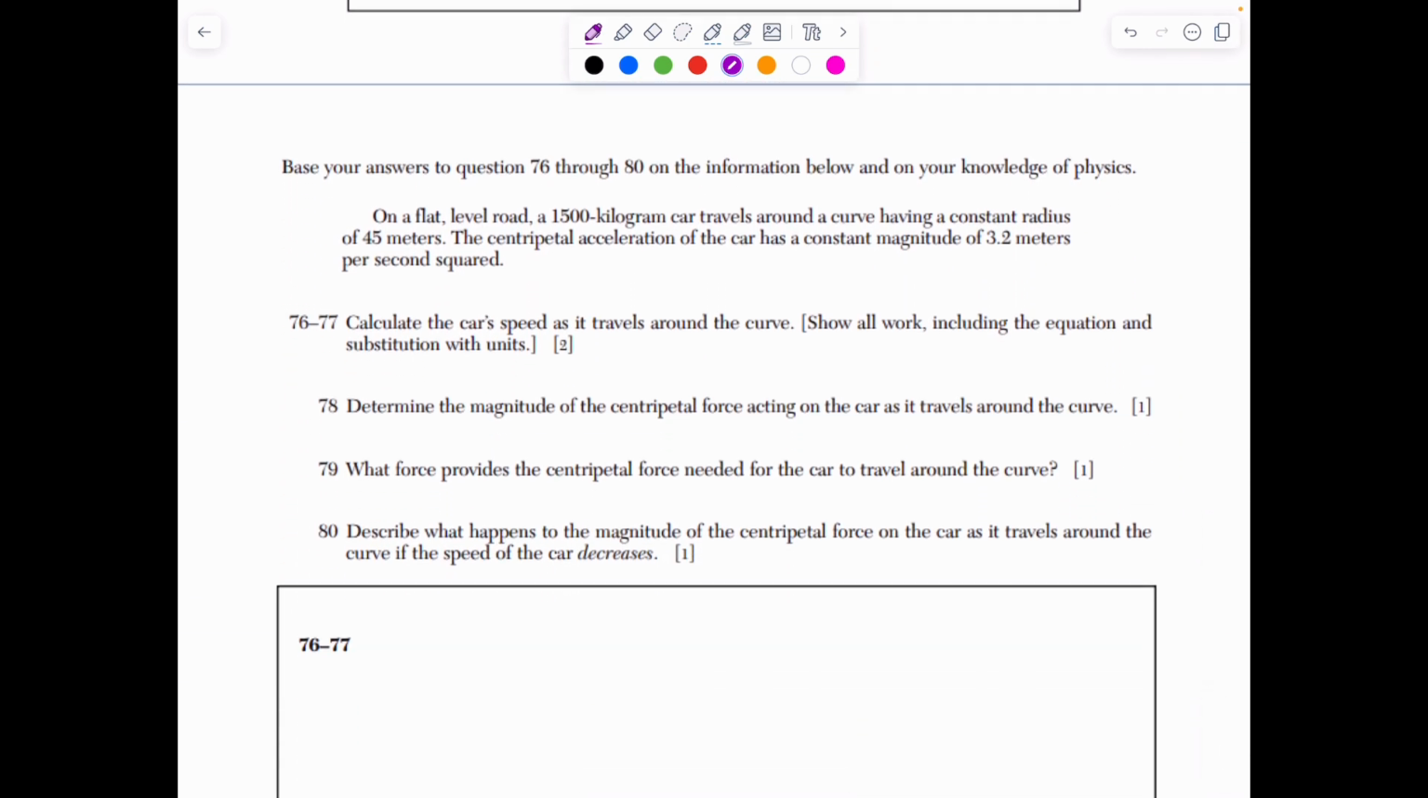On a flat level road, a 1,500 kilogram car travels around a curve having a constant radius of 45 meters. The centripetal acceleration of the car has a constant magnitude of 3.2 meters per second squared. Calculate the car's speed as it travels around the curve.